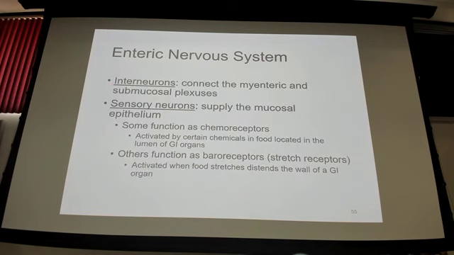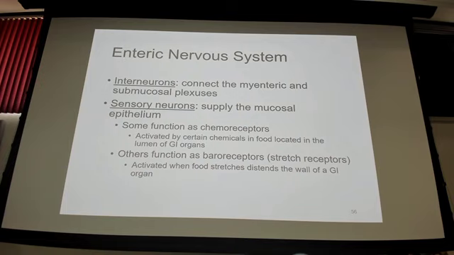Interneurons connect those two together, and then sensory neurons supply the epithelium. Sensory neurons, not necessarily as pain, but stretch receptors or chemoreceptors. Similar to what we were seeing in the circulatory system, like stretch receptors to let us know, are we full? Have we reached a sense of satiety so that we can stop eating before we explode, right?